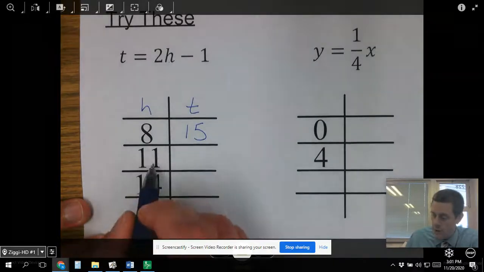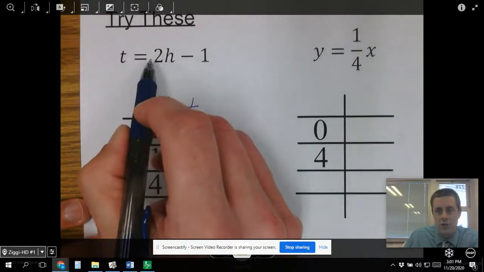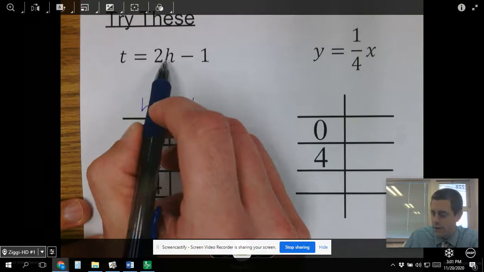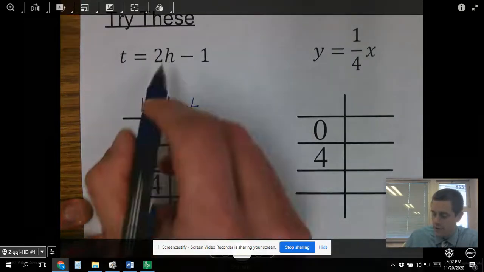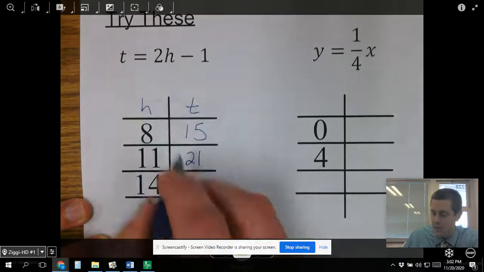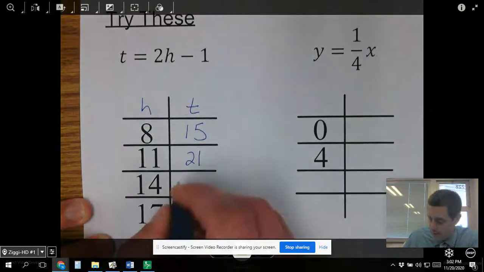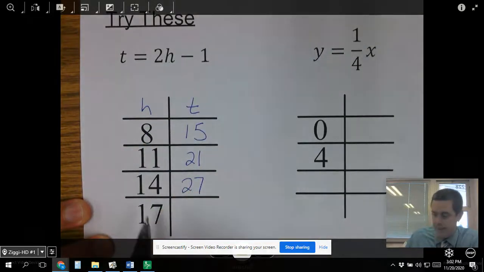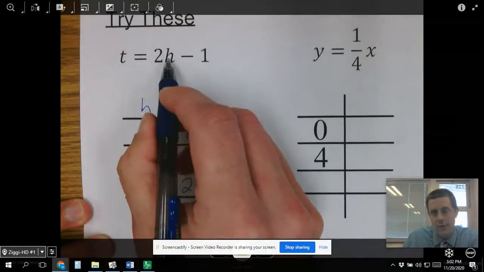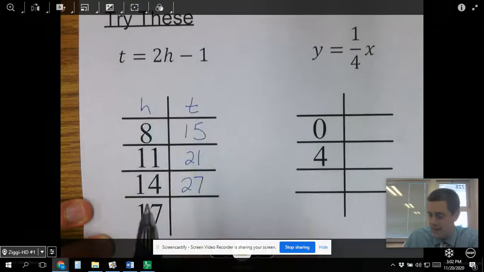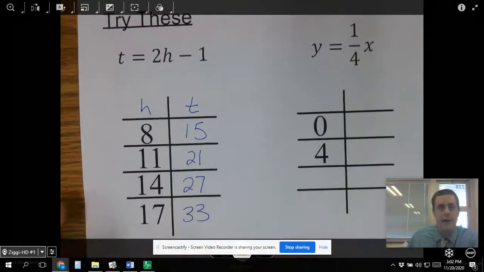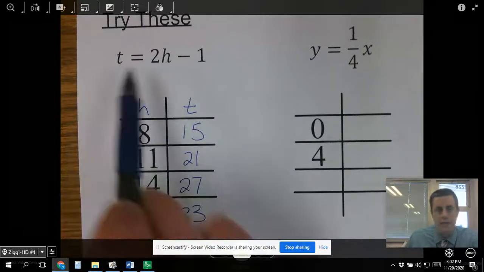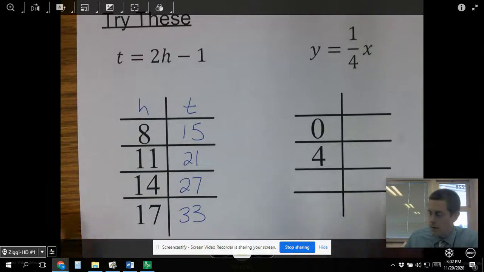Our next input value is 11. 11 into h. 2 times 11 is 22, and 22 minus 1 is 21. 14 goes into h. 2 times 14 is 28. 28 minus 1 is 27. And then finally, 17 into h. 2 times 17 is 34. 34 minus 1 is 33. So that completes the table for the function t equals 2h minus 1.